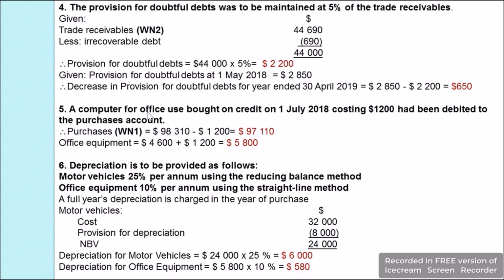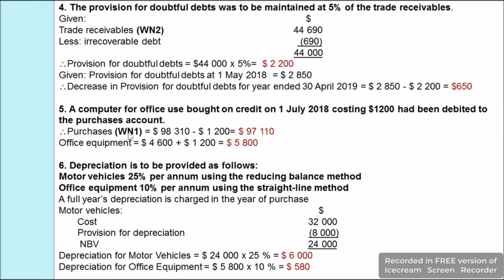Then we have a computer for office use, bought on credit on 1st July 2018, costing $1,200, which had been debited to the purchases account. This is an error of principle, where we have taken a capital expenditure and treated it as revenue expenditure. That is, office equipment is a capital expenditure and this should be debited to the office equipment account. However, we have debited it to the purchases account. So for this, we have to reduce the purchases.